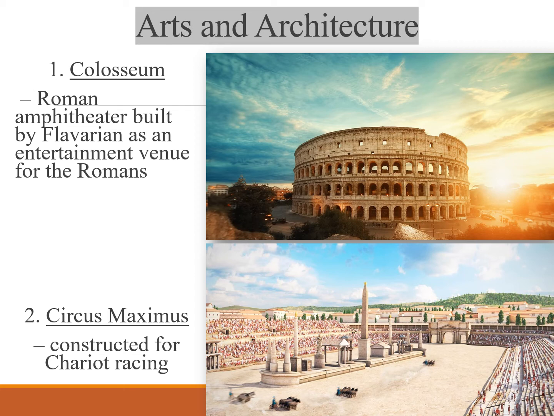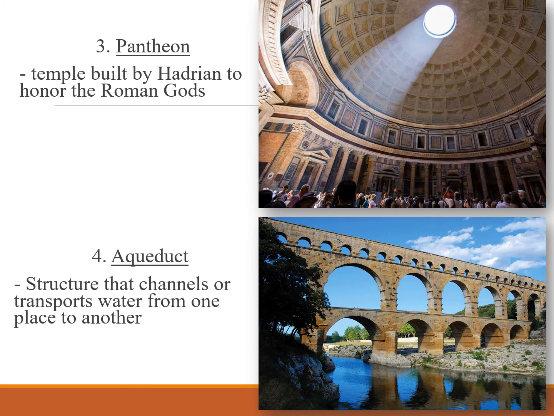Second, we have the Circus Maximus. Now, this was built for their chariot races. It is important to the Romans because it was a time to honor their god Jupiter. Another example is the Pantheon. Now, the Pantheon, class, was built and used by the Romans to honor the 12 main gods.